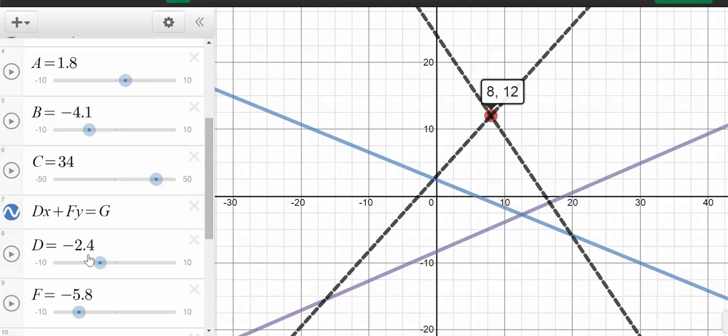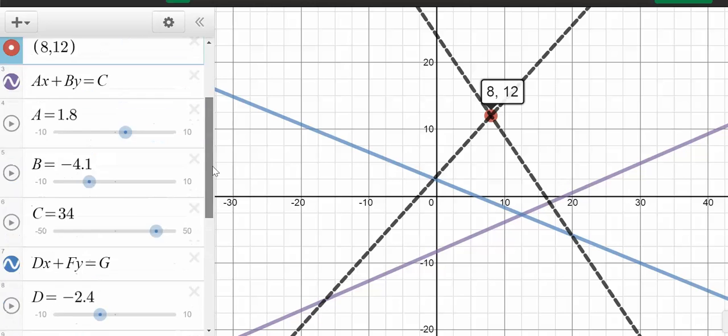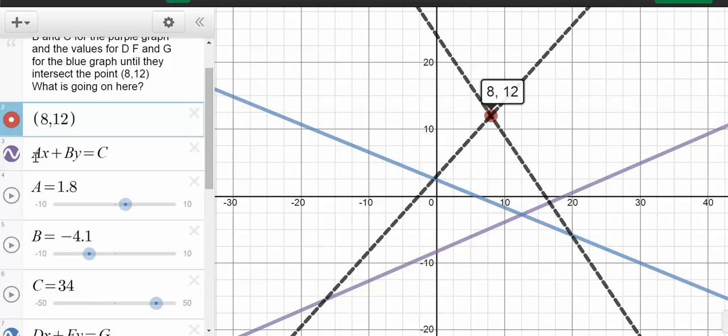Or, sorry, the G. Don't go past the G. Thank you. There it is, the G. So on the left-hand side, I have a purple, and I have a blue. This purple over here is AX plus BY equals C. What is AX plus BY equals C?